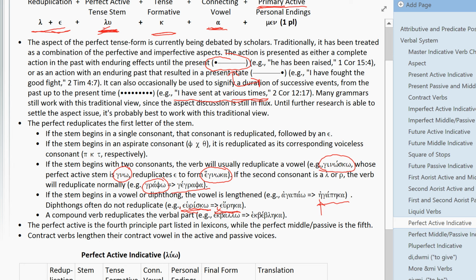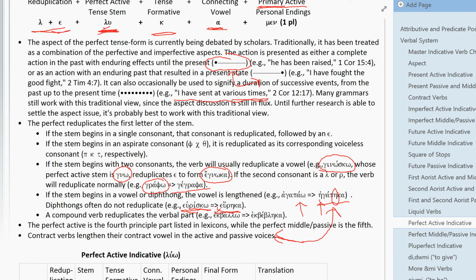And one other thing to note, this last point here, which goes with, as an example, agapao. If you have a contract verb like agapao, it's a contract verb because the last letter of the stem is a vowel. Then it's alpha or omicron or epsilon. Then that vowel is going to lengthen whenever you get the kappa tense formative placed in front of it. So instead of egapaka, you get egapeka. So see how this eta is there. That's the lengthened form of the alpha.